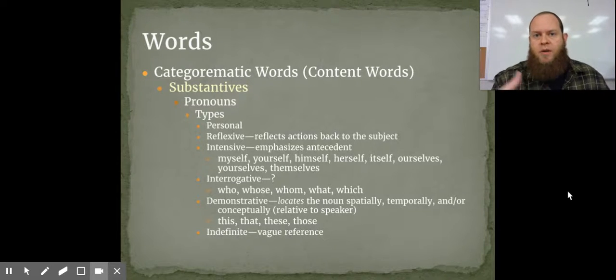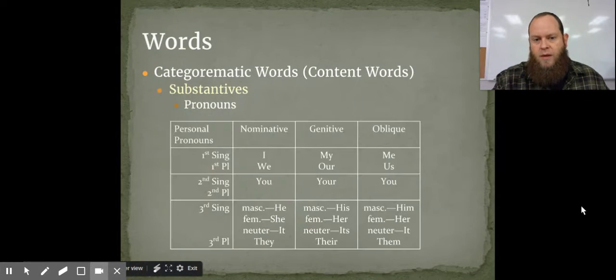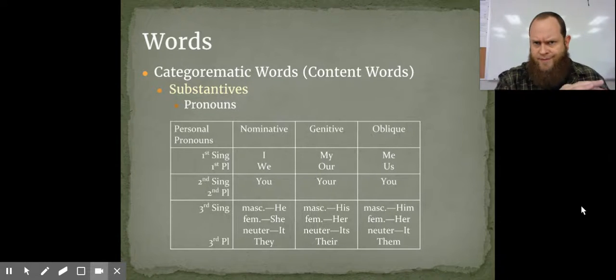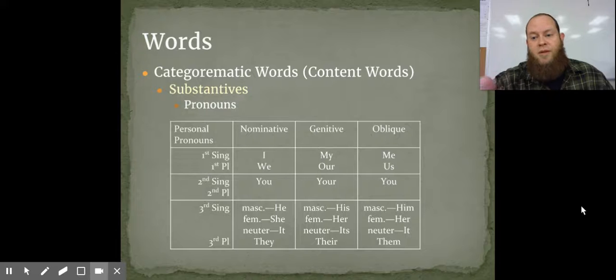Okay, so in this video, I want to talk about the types of pronouns. We've got the most familiar type to us, personal pronouns. We use these every day. And here in the chart, you see some terms: nominative, genitive, oblique. We talked about that in the previous video.